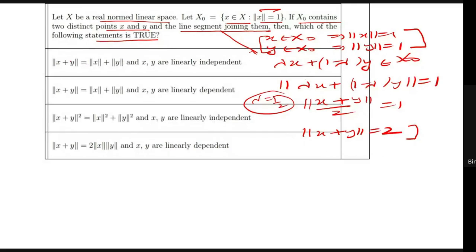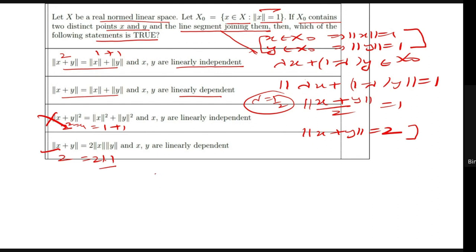Now check the first condition. This is 2, and 1 plus 1, so the first condition is satisfied. But 2 squared, that is 4, and 1 plus 1 is 2, so the condition is wrong here. And 2 equals 2 into 1 into 1, this is right. Now we have to check whether x, y are LI or LD.